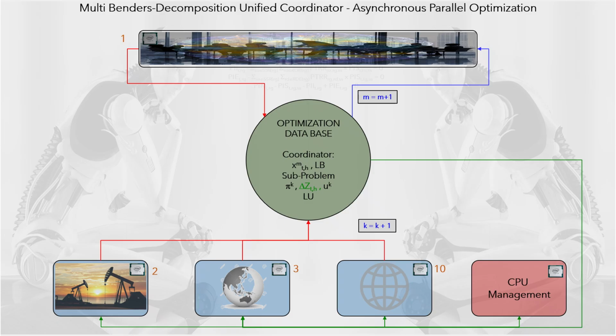It is the possible implementation of the multi-Benders decomposition algorithm, developed by HY, aimed at artificial brains. MBD can be implemented with a unified coordinator, using asynchronous parallel optimization. In the simplest case, one processor should be assigned to the unified coordinator and multiple processors to the subproblems, ideally one per subproblem. In the case of the example, it would be 10 processors in total: 1 for the coordinator and 9 for the subproblems.